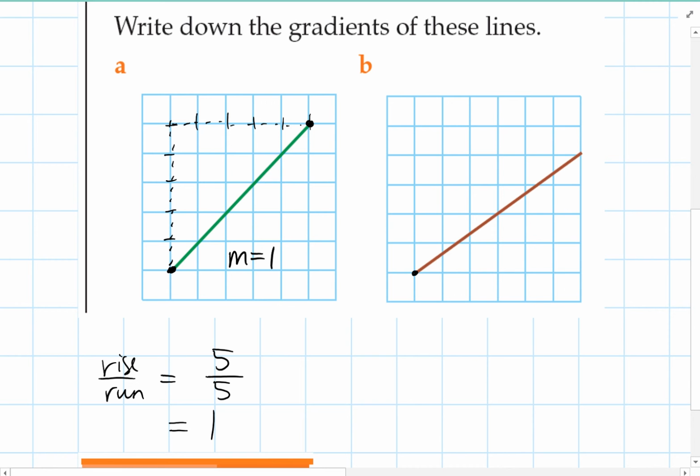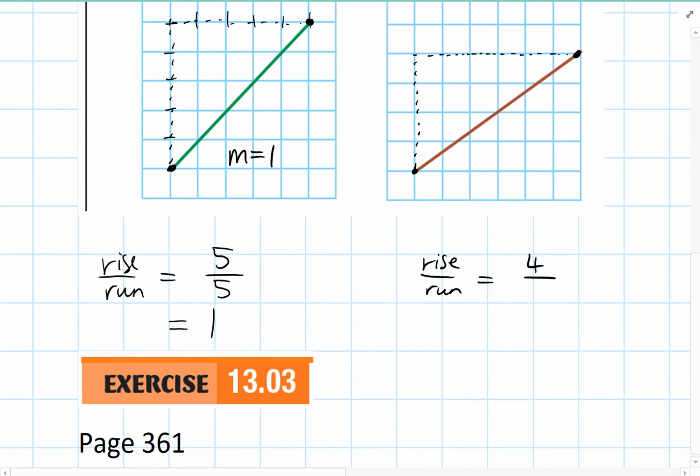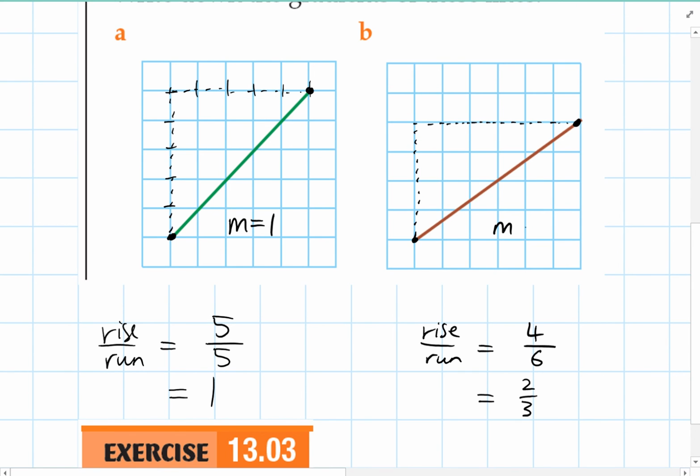Okay, this one here starts here. We'll go along to where it crosses again. And so if we count up, we've got a rise of 4. So rise over run is 4 over, and then counting across, 1, 2, 3, 4, 5, 6. So our run is 6. So we just need to simplify that fraction, and that simplifies to 2 over 3. So in this diagram I can write m equals 2 over 3.